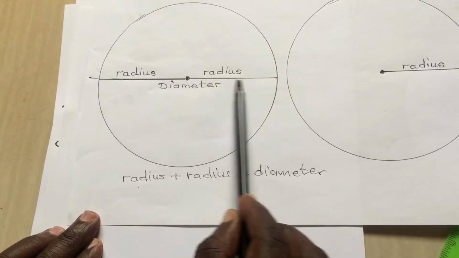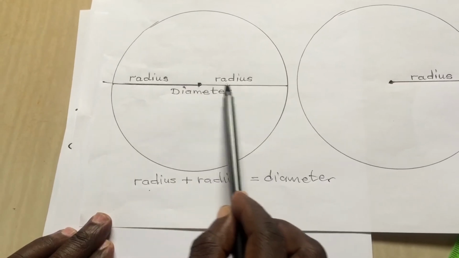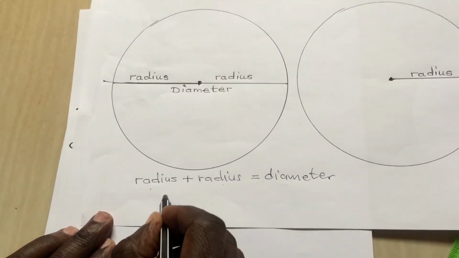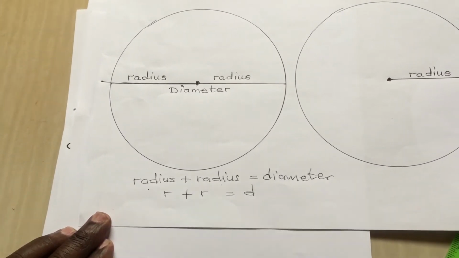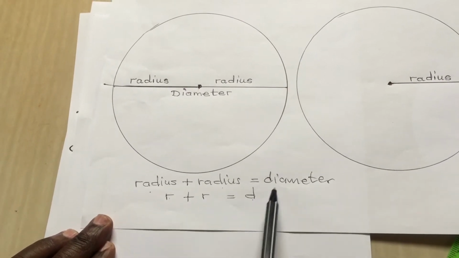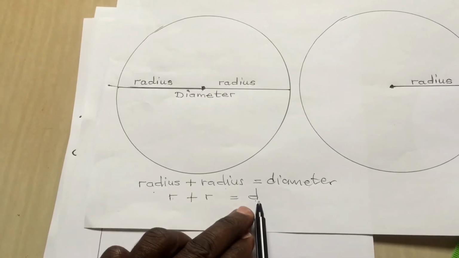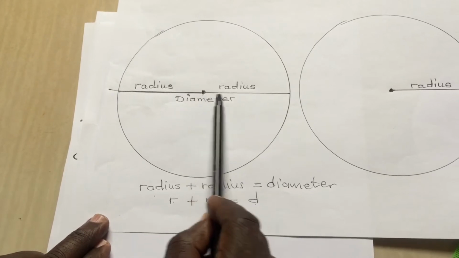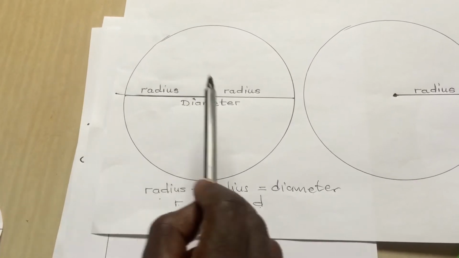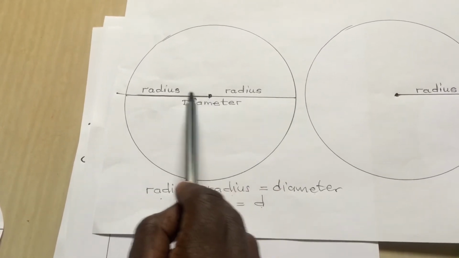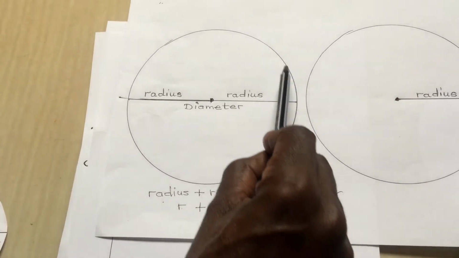I'm picking it from here. This is the diameter. So this radius plus this radius is equal to diameter. It's going to be r plus r is equal to d. The r for radius, the d for diameter. 2 radii, 1, 2 should give us diameter, and it's true here, 1, 2, and if you measure these, they are equal. So if this is 10, this has to be 10, because it is from the center to any point on the circumference.